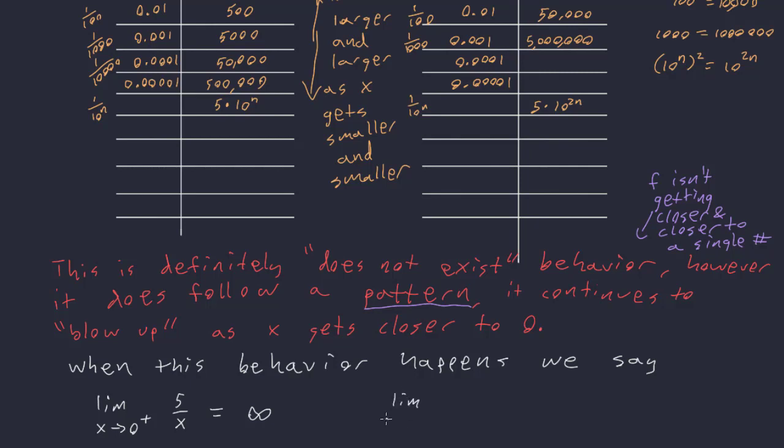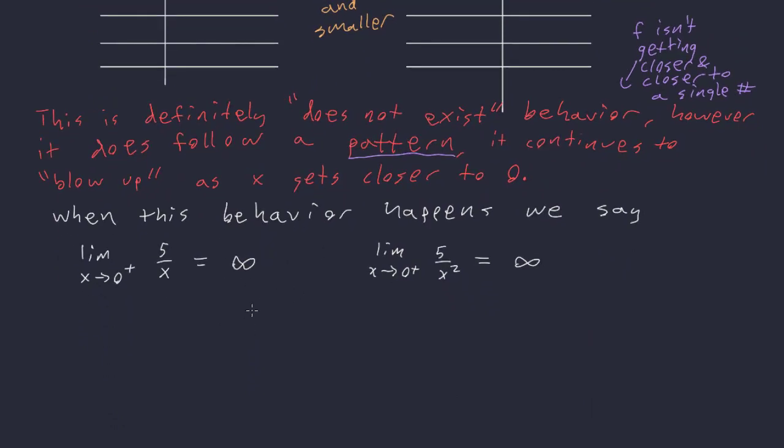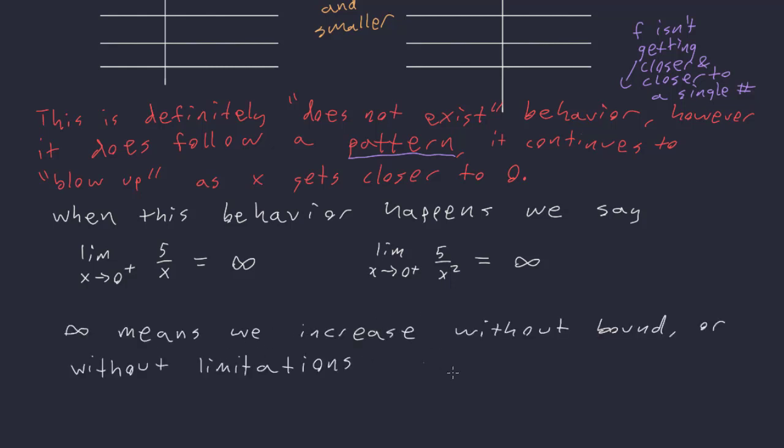Or we'll say that the limit as x goes to 0 from the right of 5 over x squared is infinity. Now, keep in mind, infinity is not a number. Infinity is a concept. Infinity basically means we increase without bound, right? Or you can think of it as we increase without limitations, okay? We blow up.